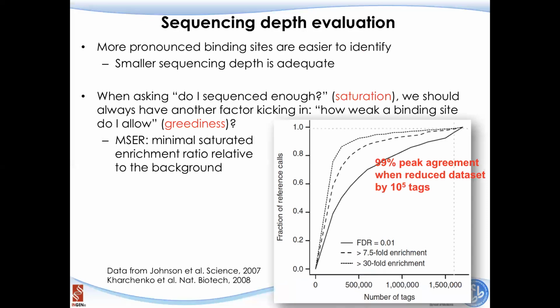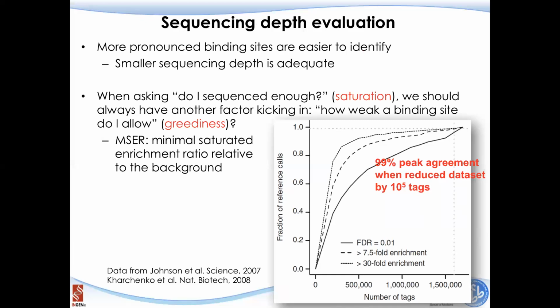Here is one example to show, and actually it's a little bit complicated. I don't want to make you frustrated, but still, I think maybe show you something in another way. Here they have a sequence depth number. The author claimed, okay, if we reduce the data set to somewhere here, we still can observe 99% of peaks, if we choose the cutoff of 7.5 for the change in enrichment.